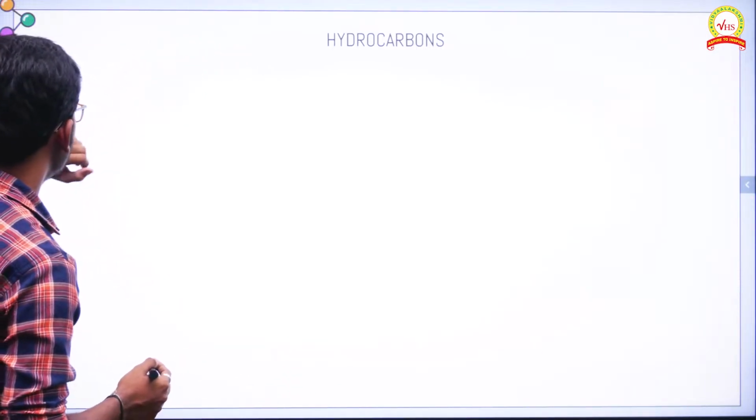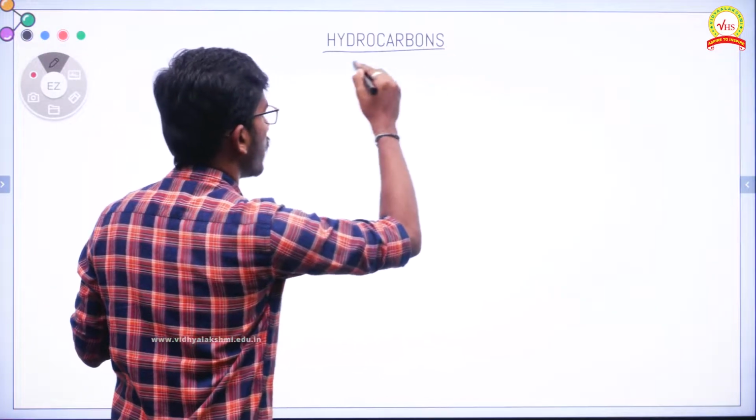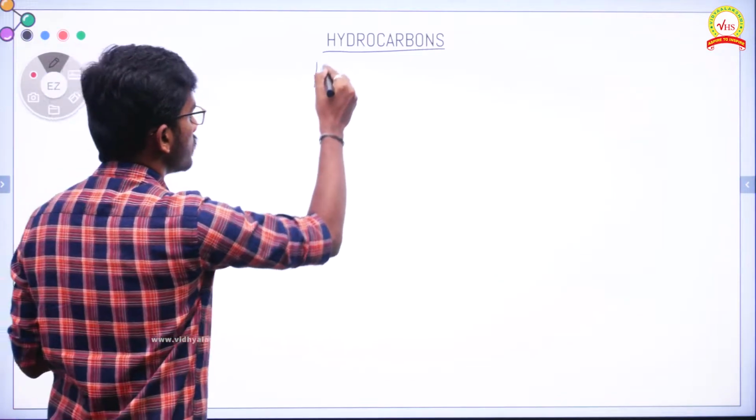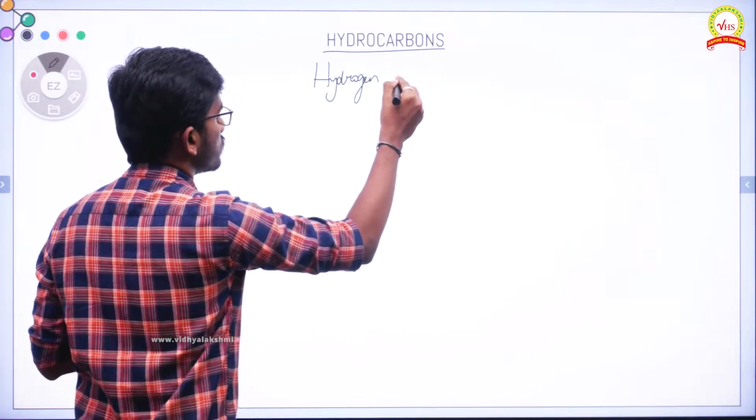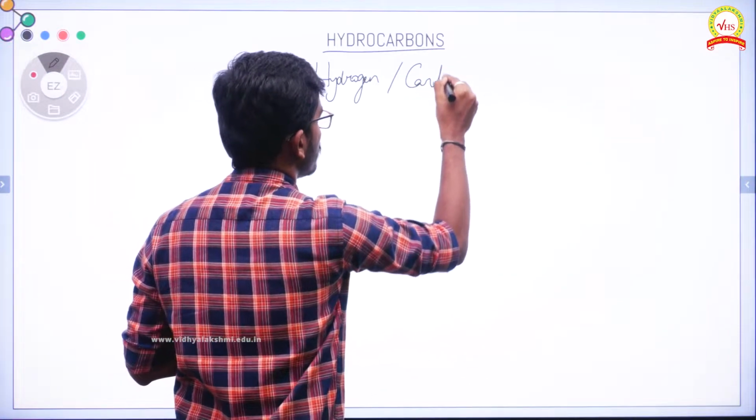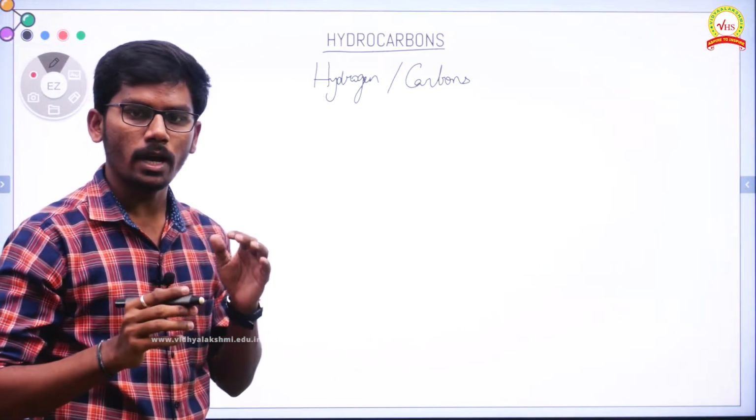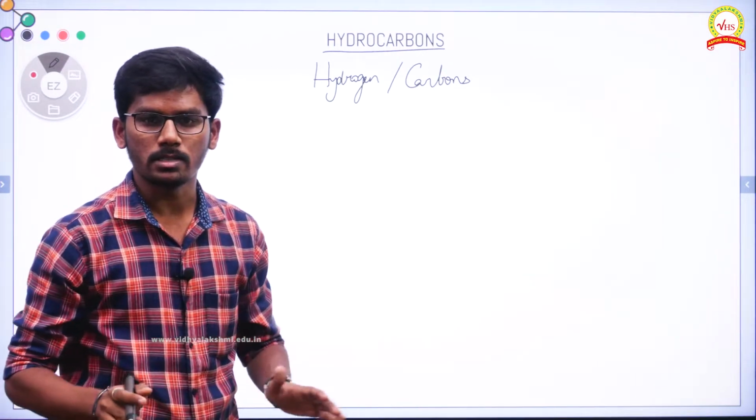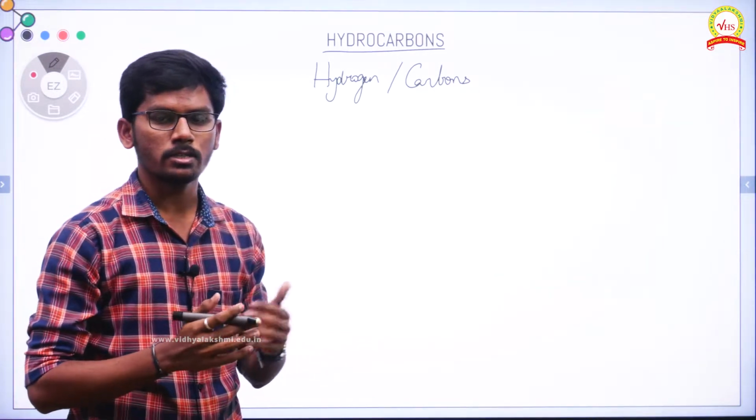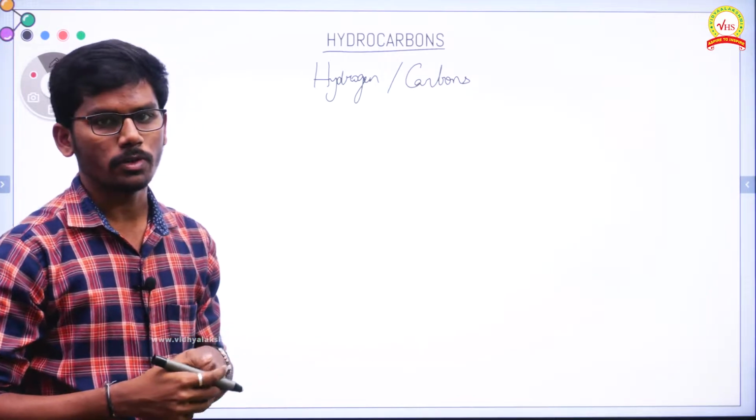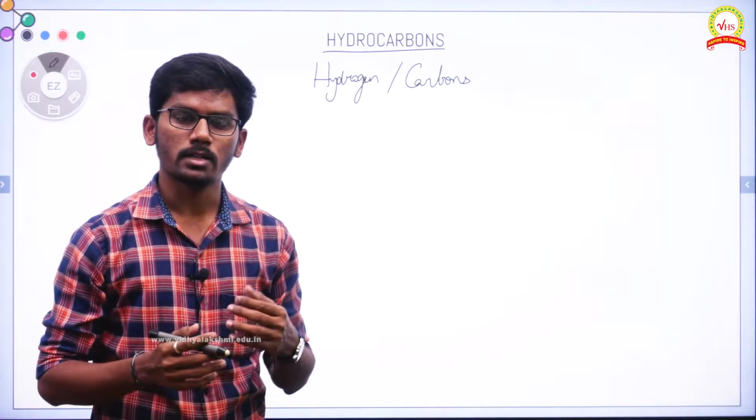From the topic name, we could easily guess what it is. Hydrocarbon. Hydro represents hydrogen atom and carbon represents carbon atom, right? So hydrocarbons are nothing but compounds which consist of only hydrogen and carbon, nothing else. Only hydrogen atoms and carbon atoms. So in that, what are the criteria and what are the types, that is what we are going to discuss. Mainly they are classified as saturated hydrocarbon and unsaturated hydrocarbon.